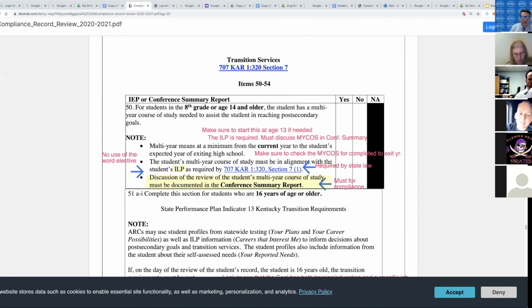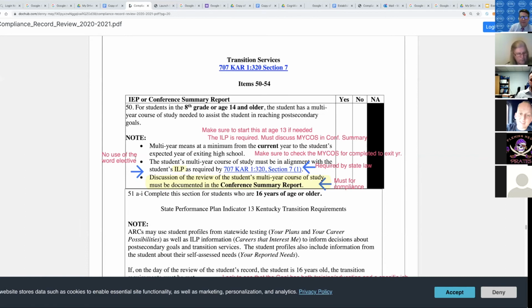For students in the 8th grade or 14 or older, the student has a multi-year course of study needed to assist the student in reaching post-secondary goals. So no use of the word elective. In the file I reviewed this morning, I used elective at the senior year, so I just made a little note. Don't do that. All right.